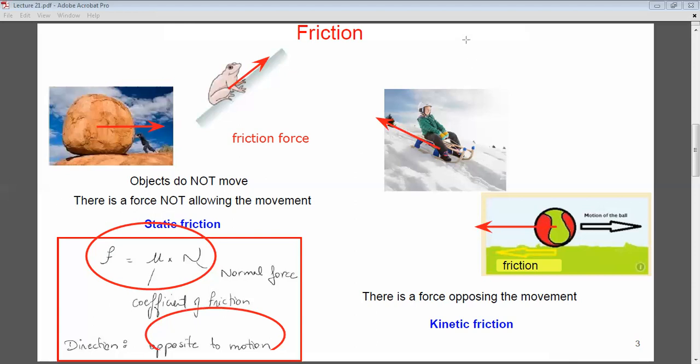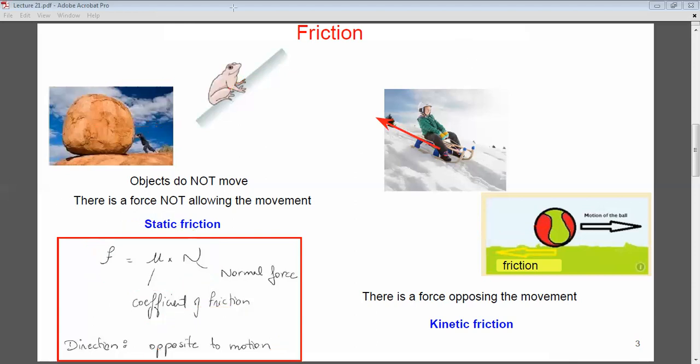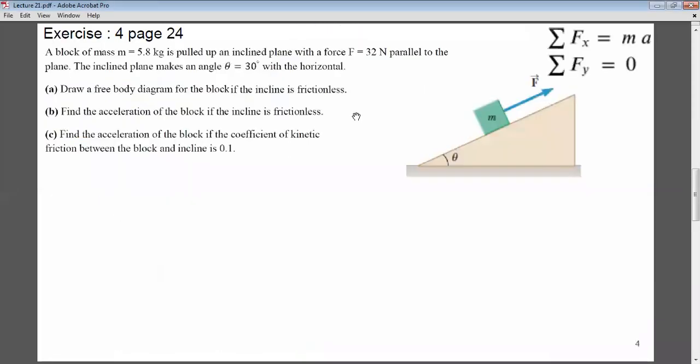So let's now solve one of the exercises from your booklet to understand it better. So we have a block of mass M. They're giving me the mass M. So from this mass, I can calculate, for example, the weight later. Is pulled up an inclined plane with a force F equal 32 Newton. So they're giving me this force. Its magnitude is 32 Newton, parallel to the plane. The inclined plane makes an angle theta equal 30 degrees with the horizontal.